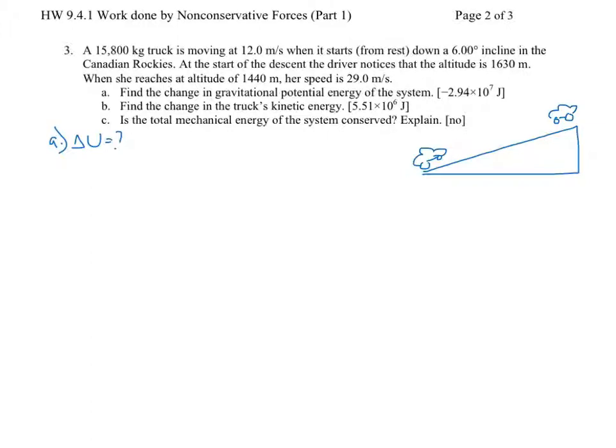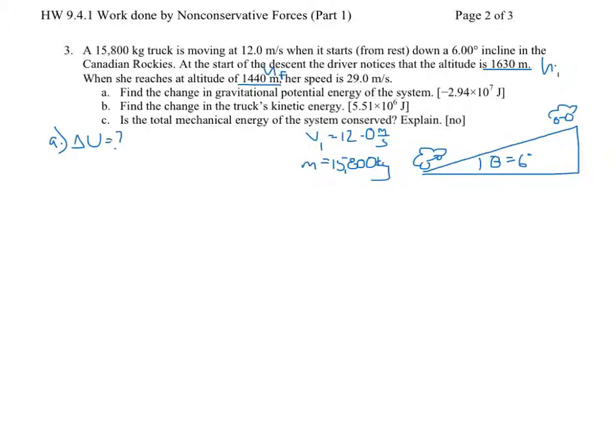And it has a series of values. Let's see. Our initial velocity, v initial, equals 12.0 meters per second. All right. The mass of the truck equals 15,800 kilograms. The angle right here, theta, equals 6 degrees. And we've got changes in altitude. So we have a height initial. This is our h initial right here, and we've got an h final right there.